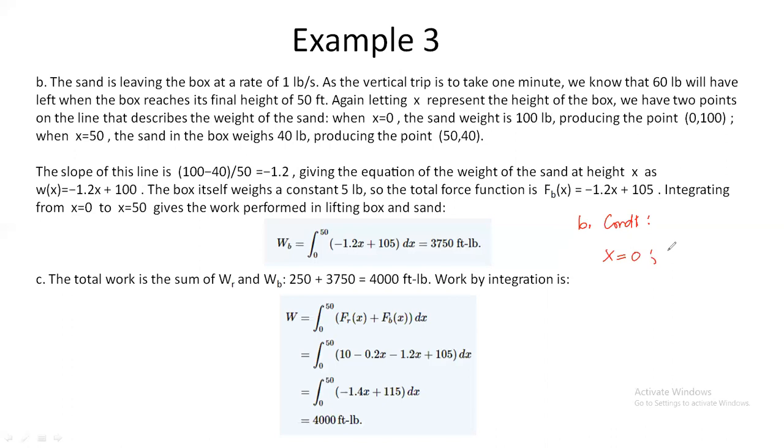So by this time, the mass of the sand inside the box is still 100 pounds because it was not yet lifted. But when x is already 50, we know that the remaining sand inside the box would be 100 minus 60. And that would be 40 pounds. Because we know already that after a minute, for the 50 feet distance covered, you have already lost 60 pounds of sand inside your box.